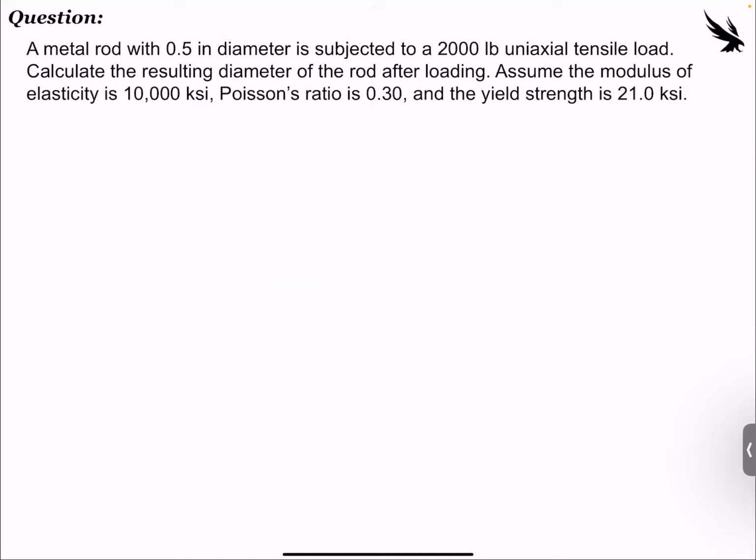Okay, another Poisson's ratio one. A metal rod with 0.5 inch diameter is subjected to 2,000 pound uniaxial tensile load. Calculate the resulting diameter of the rod after loading. Assume the modulus of elasticity is 10,000 KSI, the Poisson's ratio is 0.3, and the yield strength is 21 KSI.